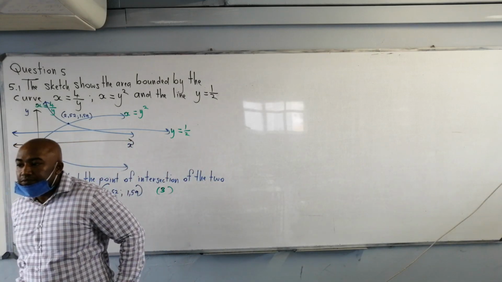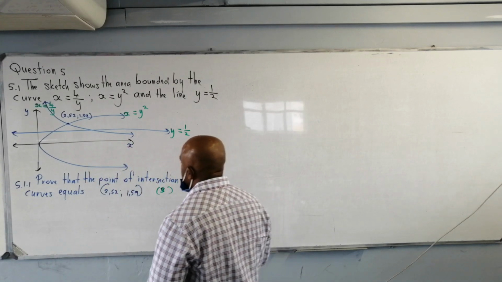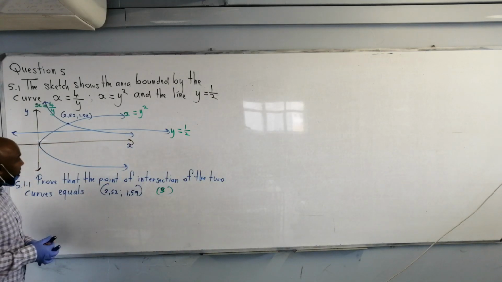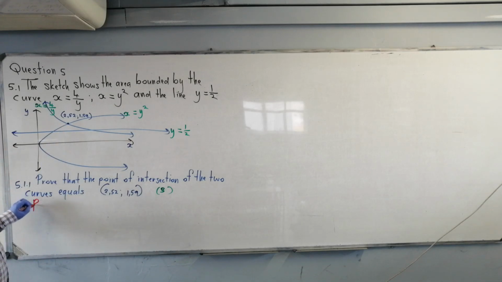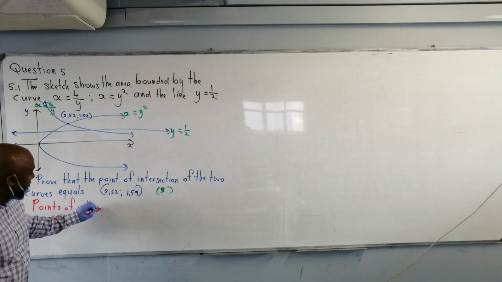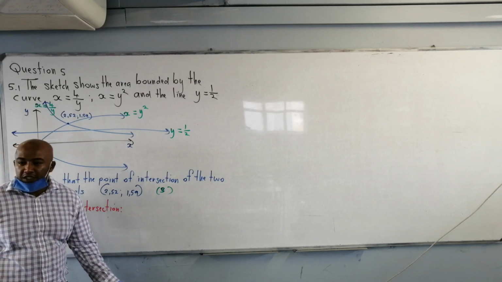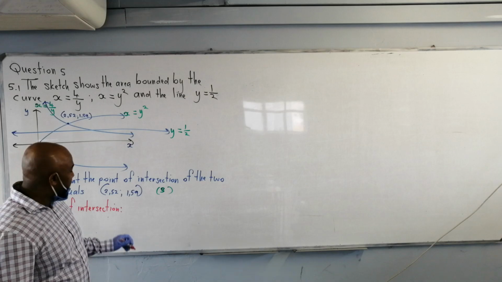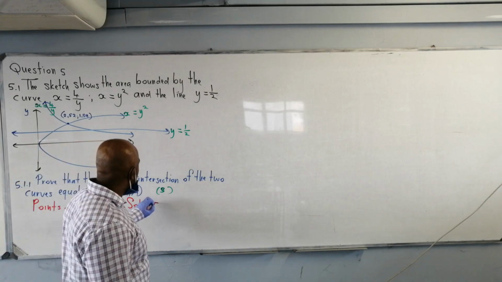Alright, so now, points of intersection, how do we work that out? So there's a point of intersection. So now, you know for points of intersection, what do you do with the 2 equations? You solve simultaneously. So what you're going to do is solve simultaneous equations.